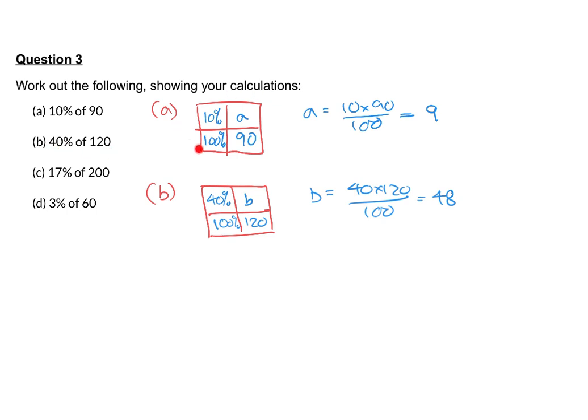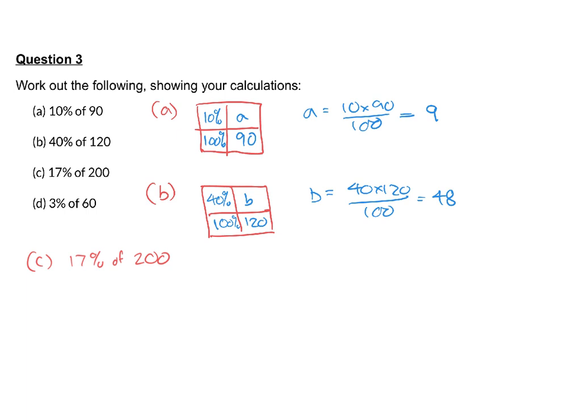Now you can use this method for the other 2 questions. I'm going to show you a different method that you may want to consider using, but you do not have to. You can stick with the fourth proportional. It will always work as long as you set your table out correctly. So looking at C. Now with C, we want 17% of 200. Now, percentage means out of 100.